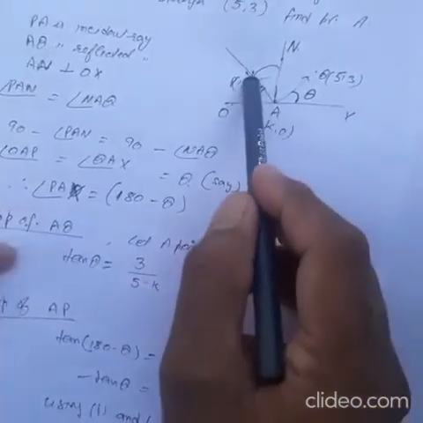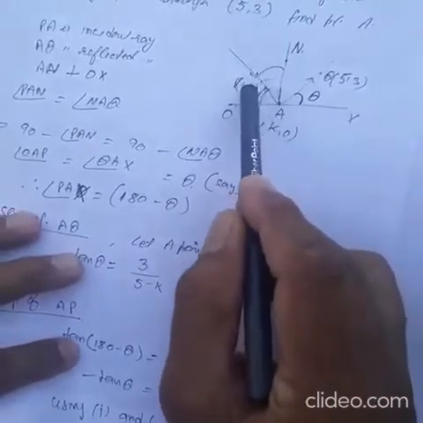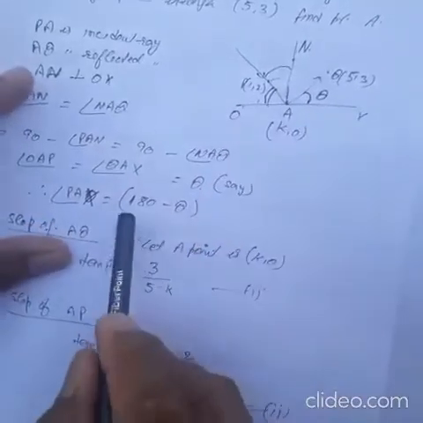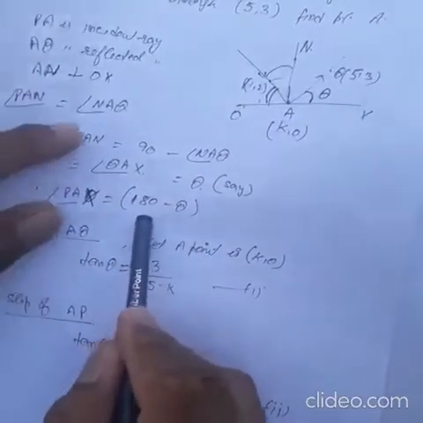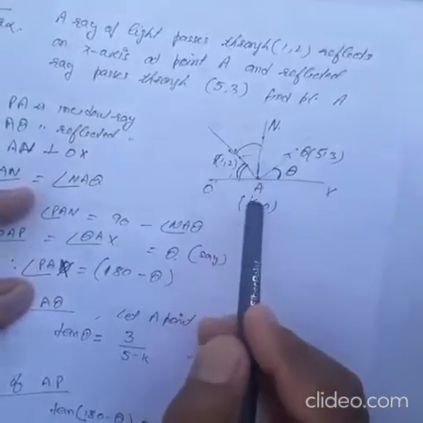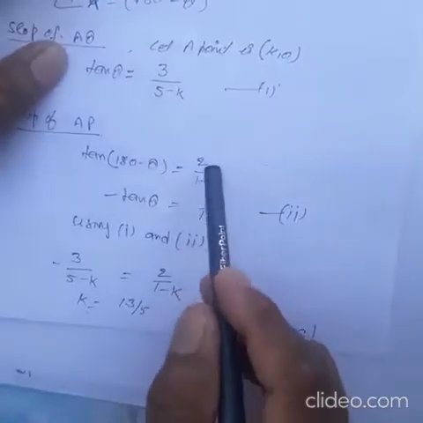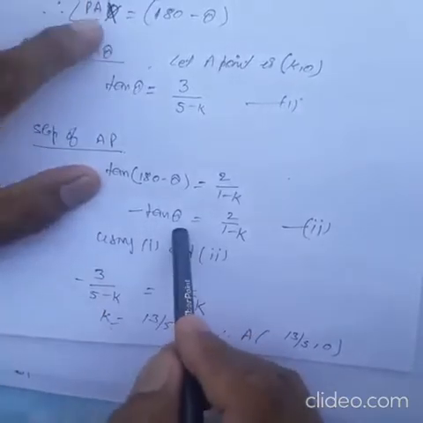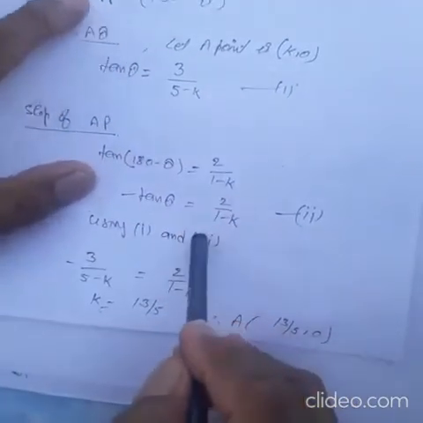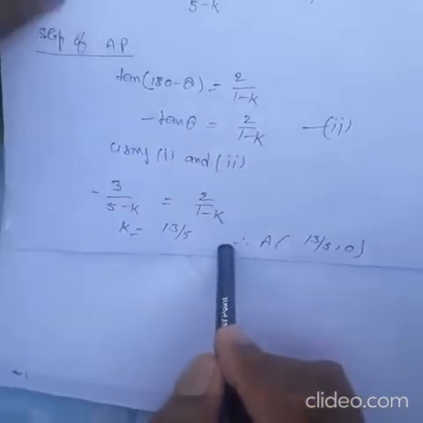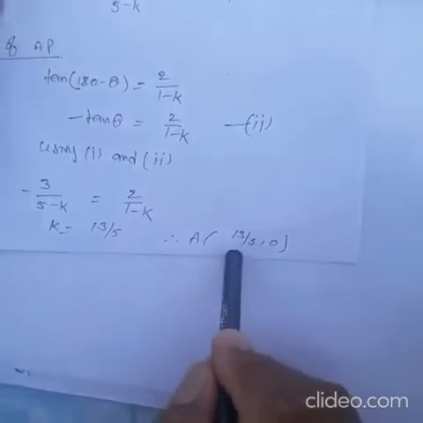this line AP. For this AP line, the angle of inclination will be angle PAX. So this is the angle of inclination, and we have calculated it is 180 minus theta. So the slope is tangent of 180 minus theta. Find the slope of AP using the two-point form. So we will have 2 upon 1 minus k. We know that tangent of 180 minus theta is minus tangent theta, and you put the value of tangent theta from the first equation and find k. It is 13 upon 5, and hence the point is 13 upon 5, 0. So I hope it is clear.